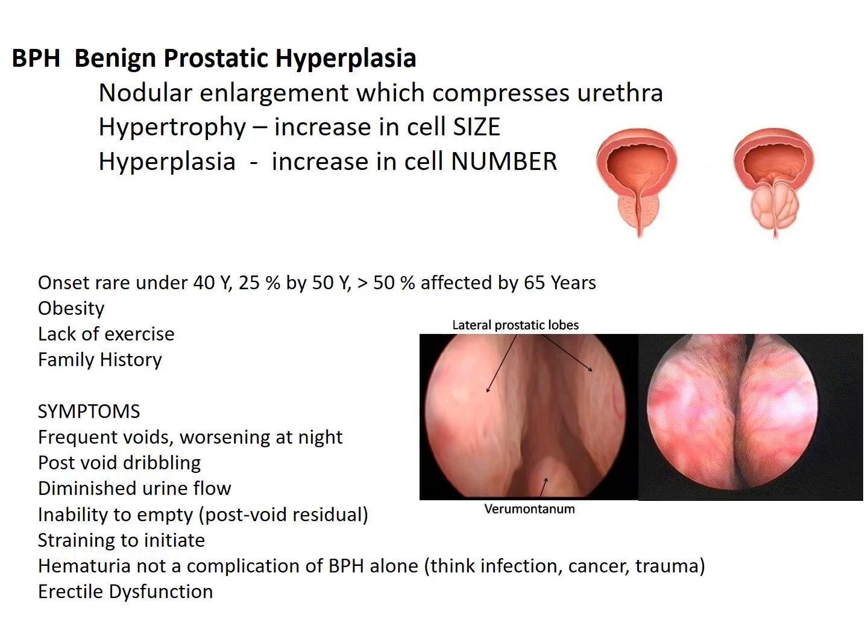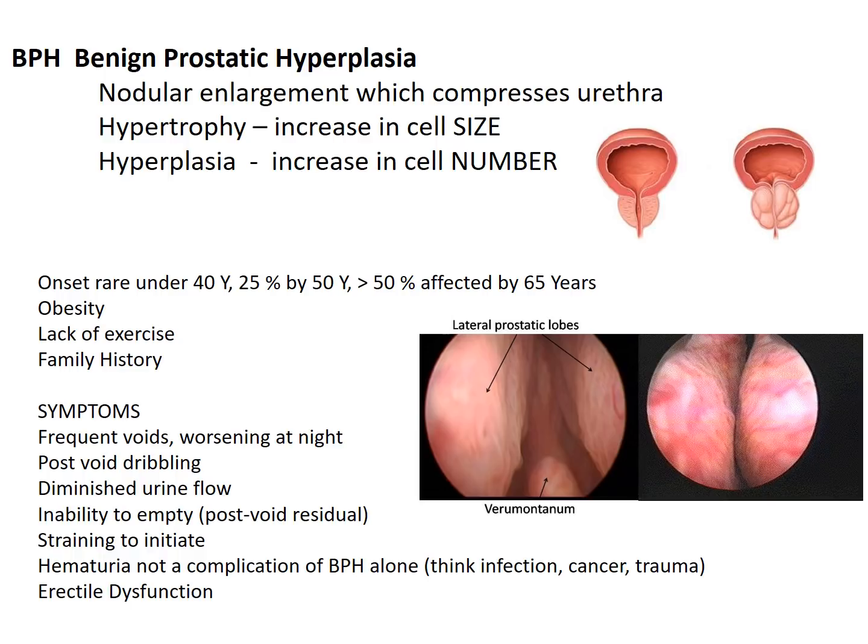Obesity is a risk factor. Lack of exercise, sedentary lifestyle is a risk factor, as is a family history. If your father had it and you're his son, you're probably going to have some degree of it as well. So symptoms are related to voiding, right? The larger the prostate gets, and the more compression that occurs at the bladder neck and on the urethra itself, the more common and the more severe will be the symptoms.